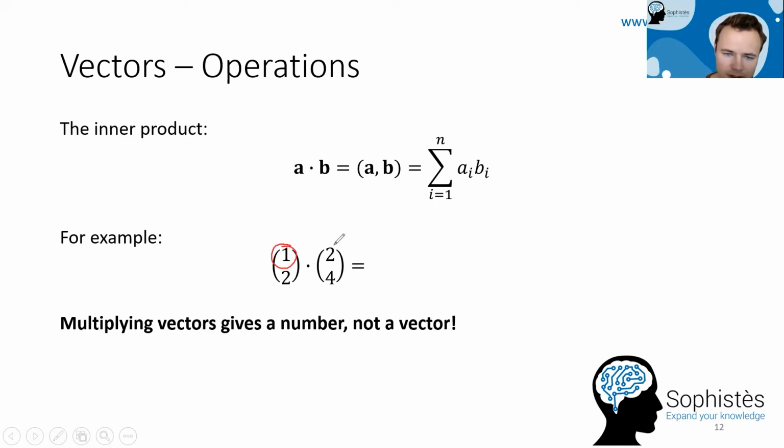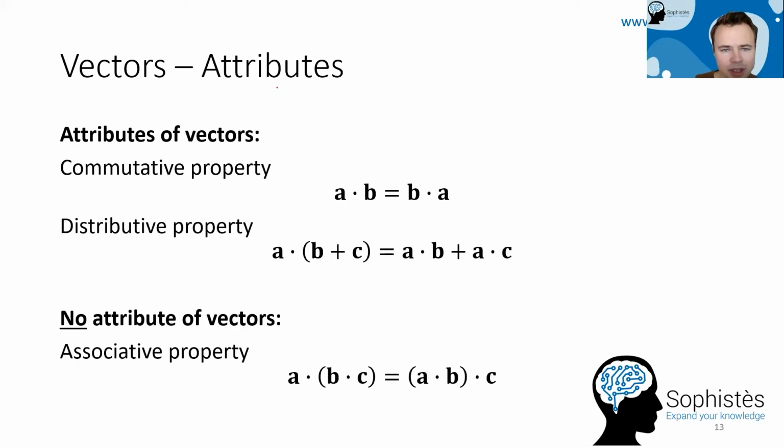And it goes like this. You do 1 times 2, which is 2. And then you do 2 times 4, which is 8. And then you add that together. So this gives the outcome 10. That's really strange, right? So you multiply two vectors with each other, and you get a number out of it, not a vector.